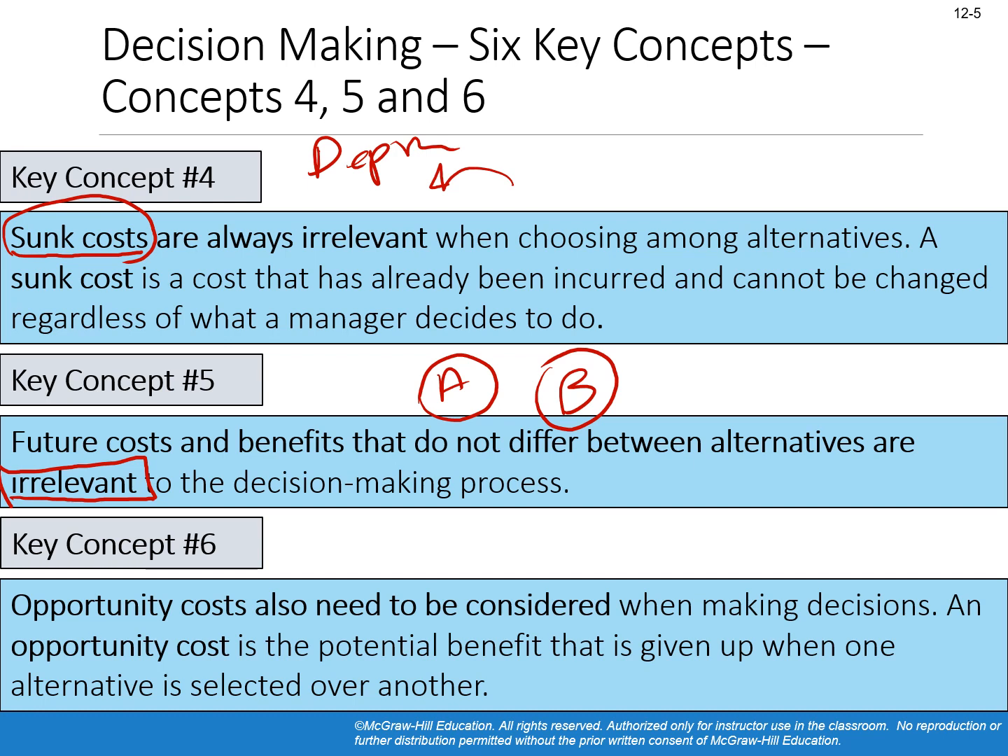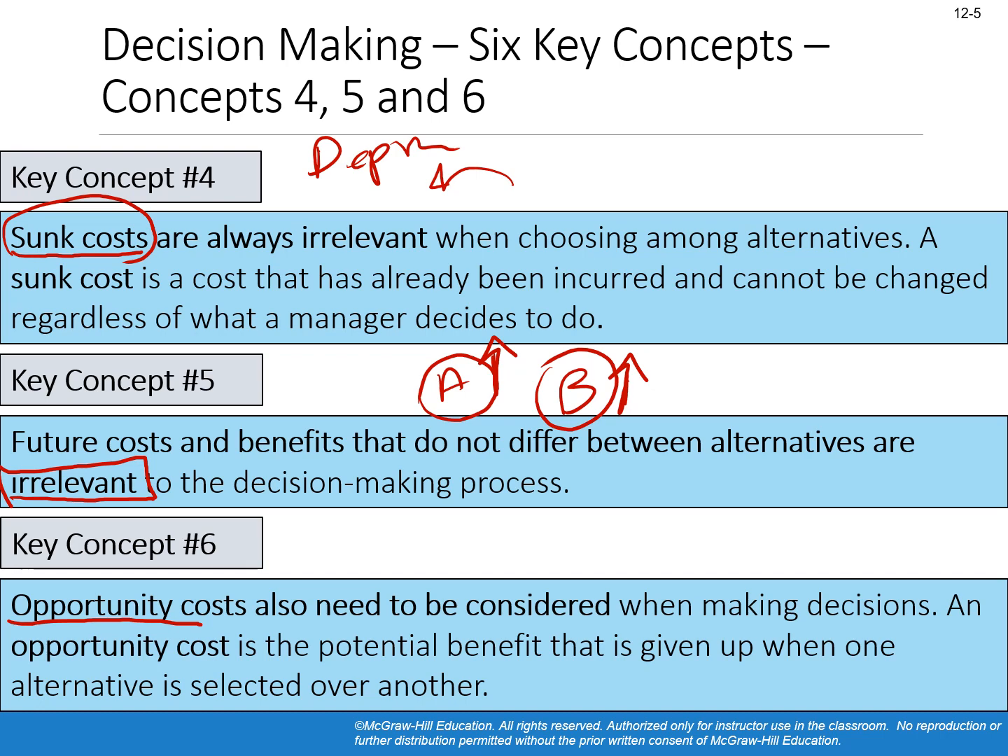The last concept is the opportunity cost, which is something that you are foregoing to take another option. So the opportunity cost to go with option B is the benefit of option A. The opportunity cost of going to college is the money that you could have deposited in the bank, and so on.